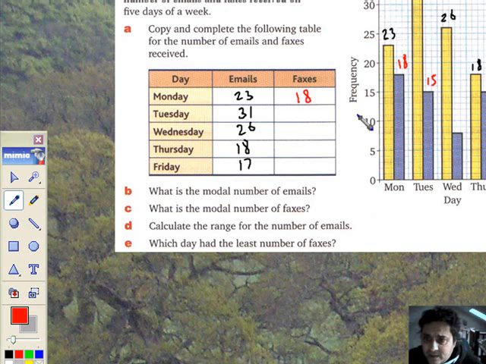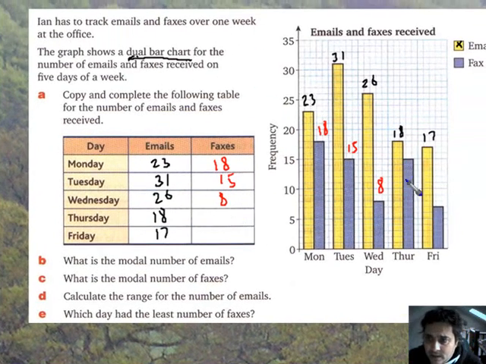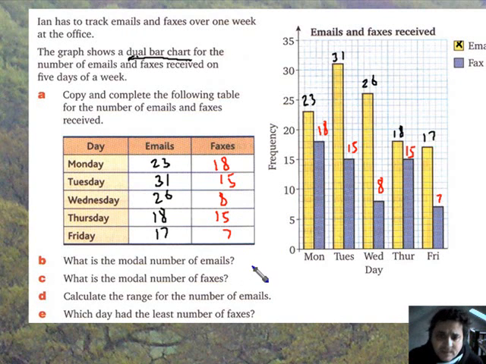Tuesday is 15, so 15 there. Wednesday is 2 off that, which is 8. Thursday is 15 faxes, and Friday is going to be 5, 6, 7 faxes. Alright, so we've done that.